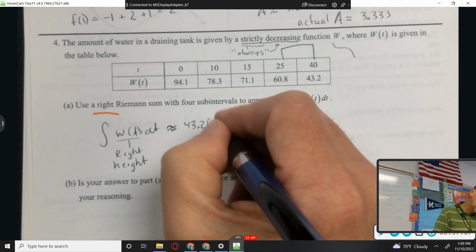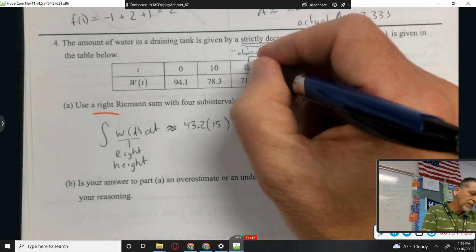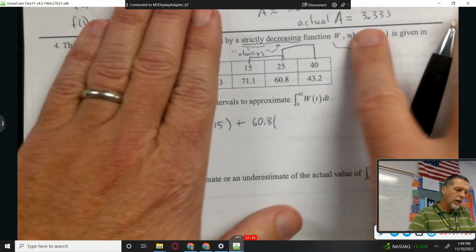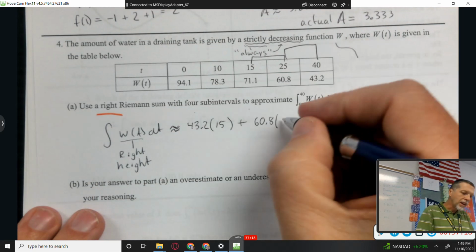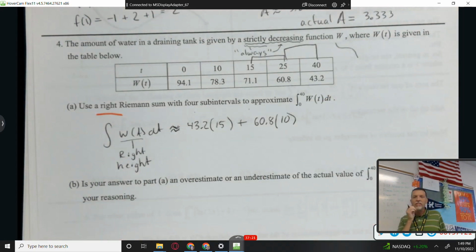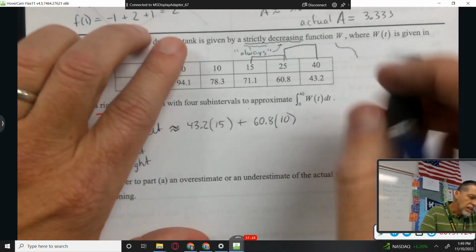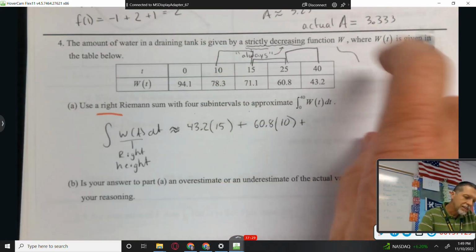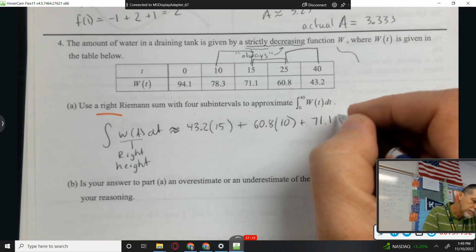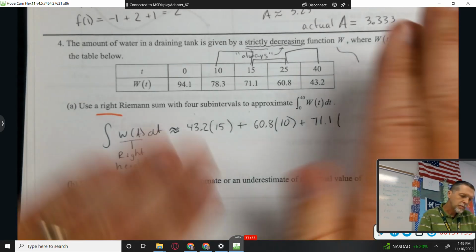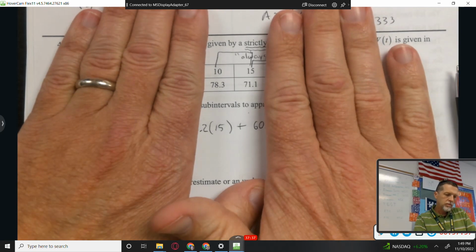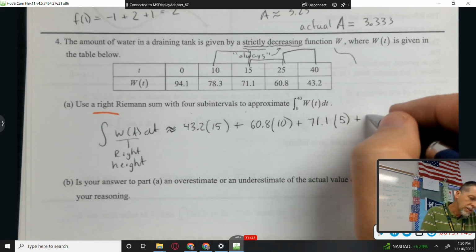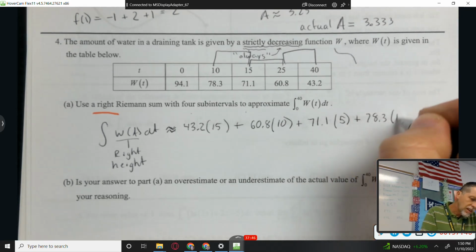15. My next rectangle, 60.8 is the right height. And how wide is it? 10. So be careful, they don't have equal subintervals, but that's fine. Next rectangle, the right height is 71.1, and the width is 5. And then the last one, the height is 78, and the width is 10.